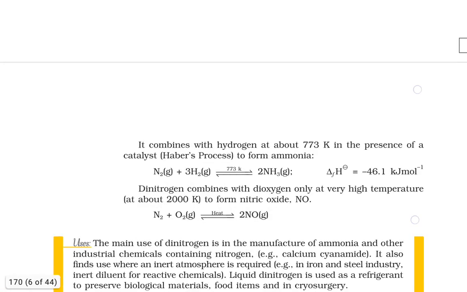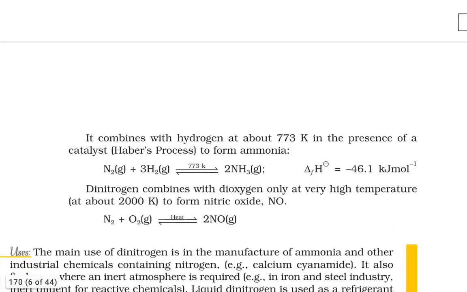Dinitrogen combines with hydrogen at about 773 Kelvin in the presence of catalyst, which is called the Haber's process, to form ammonia. We have also studied this in class 11. Haber's process is a process to make ammonia gas, and it is very important. So the reaction is N2 plus 3H2 at 773 Kelvin forms 2NH3, and delta H of formation is given as minus 46.1 kJ per mole.